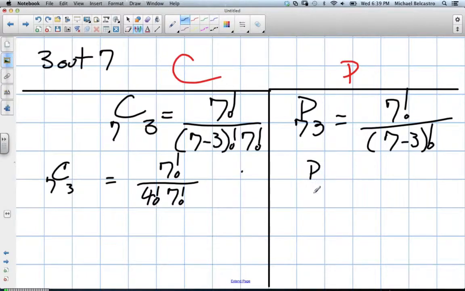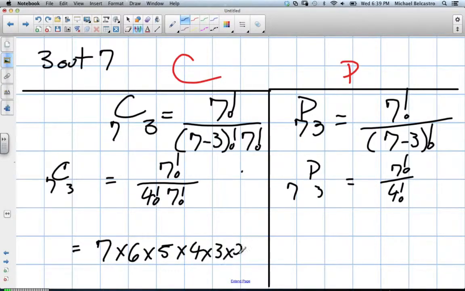And the permutation is 7 factorial over 4 factorial. Okay, so what this means is, when we go to fill this out, did we get our combination right in that formula? Yeah? Okay. So what this means is 7 factorial is essentially 7 by 6 by 5, 4, 3, 2, and 1, right? So the same thing over here, our 7 factorial is the exact same. It's essentially multiplying all the integers from 7 to 1, right?